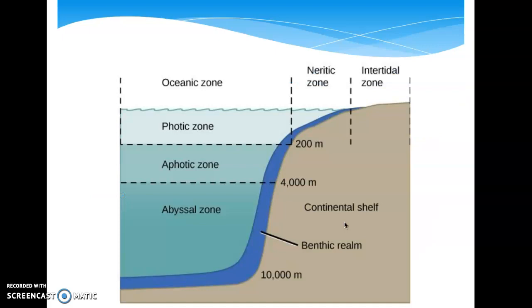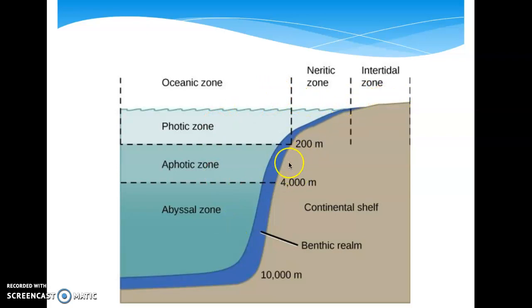Here's an example of the neritic zone. So the intertidal zone, again, is right here where the tide goes up and comes down. It's dry sometimes and wet other times. The neritic zone is the zone in between that and what we call the oceanic zone.